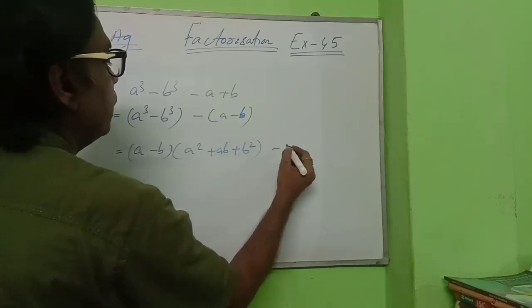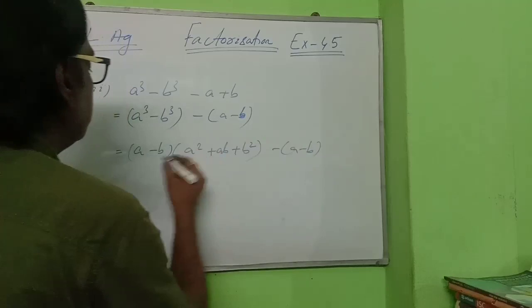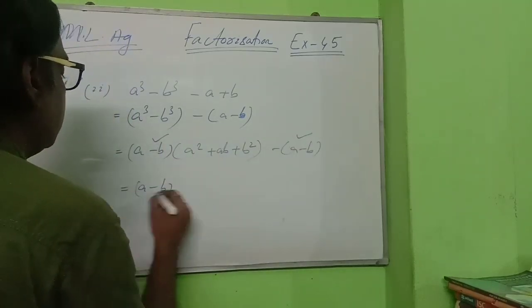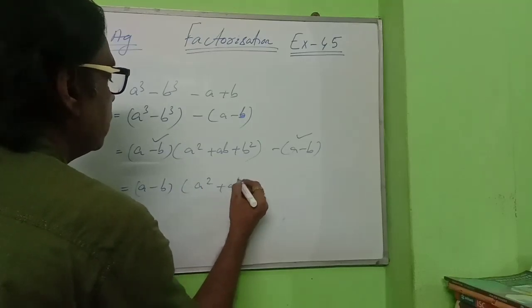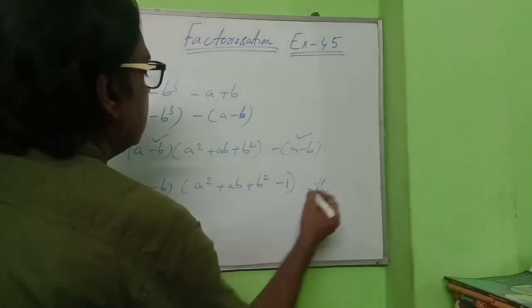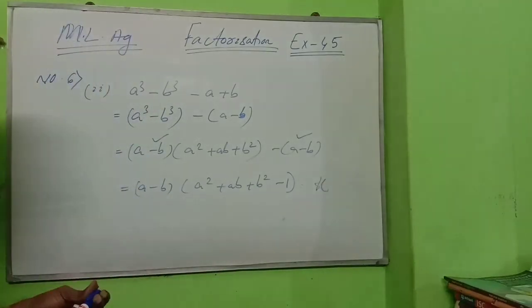And last it is given minus a minus b. Take a minus b common. This a minus b is taken common. After that, what is left here? Just see, a square plus ab plus b square minus 1. This is the answer of number 6 second part. Just go to the next one.